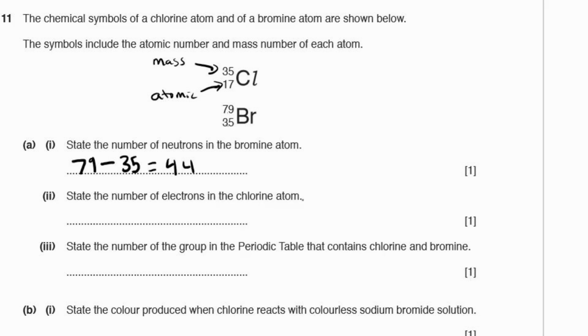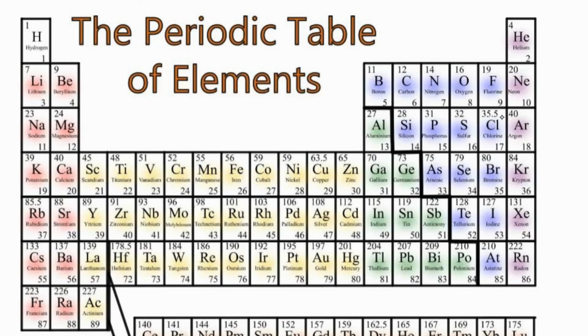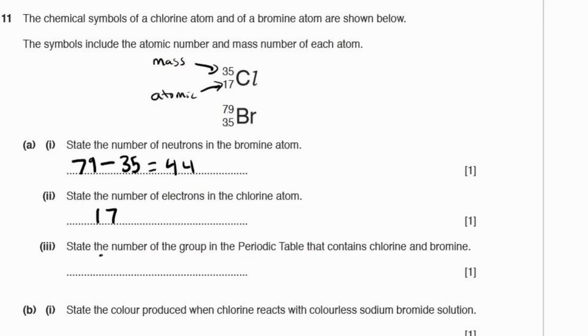It's an atom, it's not an ion, so it has the same number of electrons as protons. So that means it has 17. Okay? And state the number of the group in the periodic table that contains chlorine and bromine. If we look over at the periodic table, chlorine is over here and bromine is over here. They're in this group here. So let's go 1, 2, 3, 4, 5, 6, 7. So that is in group 7. Group 7. All right.